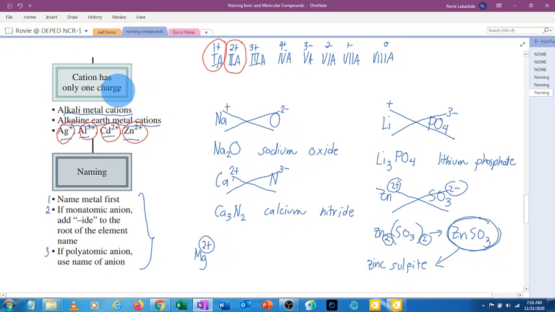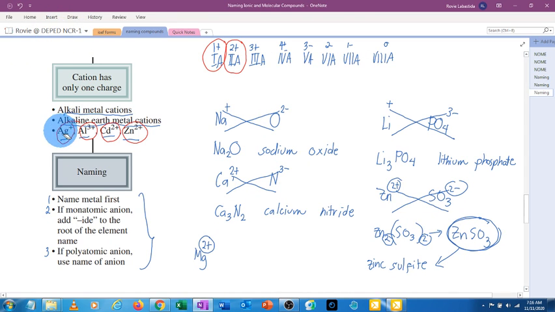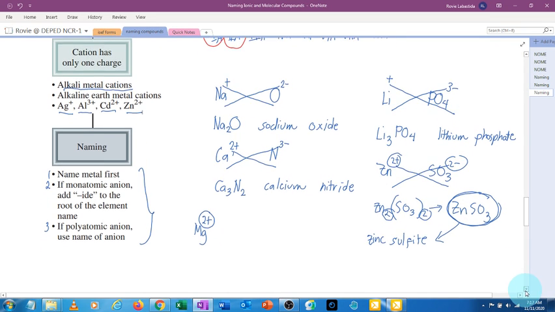So let me just erase this one so you can see the possible charges of silver, aluminum, cadmium, and zinc. So for silver, the possible charge is only 1 positive. For aluminum, that is only 3 positive. For cadmium, 2 positive. And for zinc, 2 positive. There you go. Alright? So I hope you understand this part. So we can proceed with the next one.